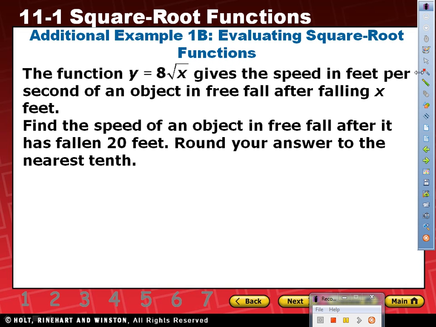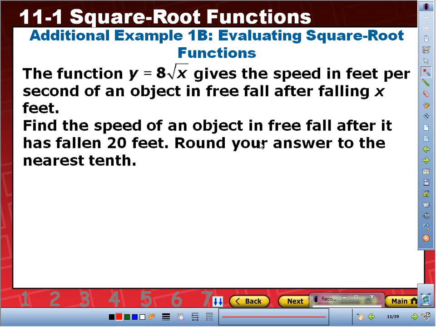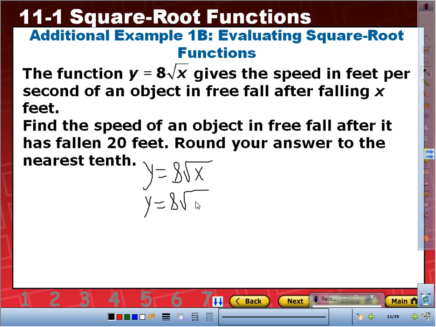Okay, so copy this one. You don't have to copy the entire words because you already have them, but now it's 20 feet. But look at the instructions at the end. It says, round your answer to the nearest tenth. That means that we're going to get a decimal. So let's do this one together. First things first, we write y equals 8 times the square root of x. Y equals 8 times the square root of 20. Then you're going to write y equals 8 and then open up parentheses.